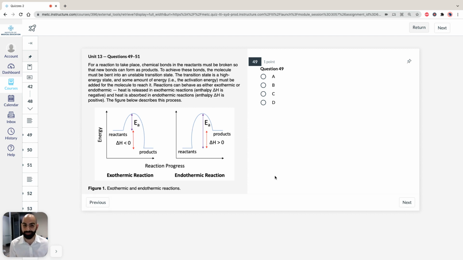Question 49 states the activation energy is represented in figure 1 by, so we can clearly see that the activation energy is here, labelled in the diagram between E1 and E2. So the answer for 49 has to be A.